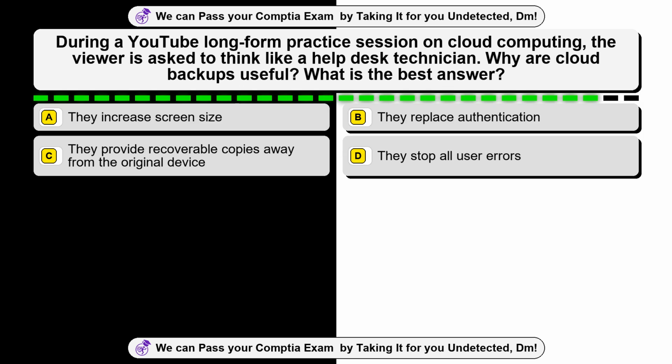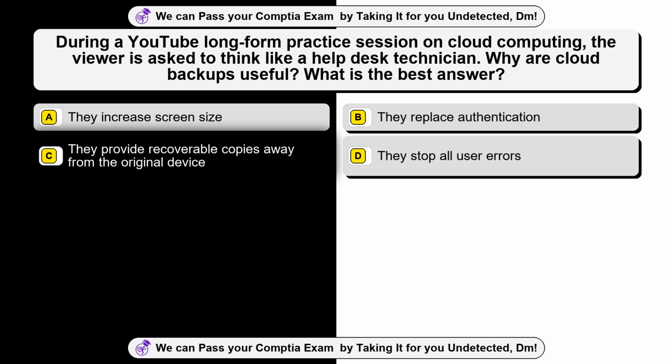Question 22. During a YouTube long-form practice session on cloud computing, the viewer is asked to think like a help desk technician. Why are cloud backups useful? What is the best answer? Option A, they increase screen size. Option B, they replace authentication. Option C, they provide recoverable copies away from the original device. Option D, they stop all user errors.